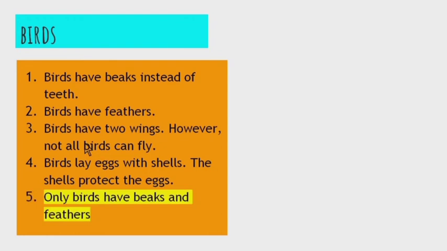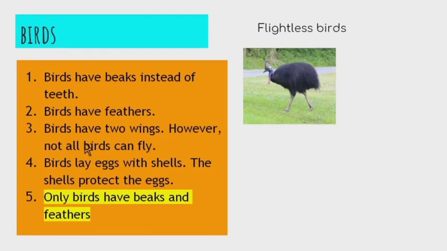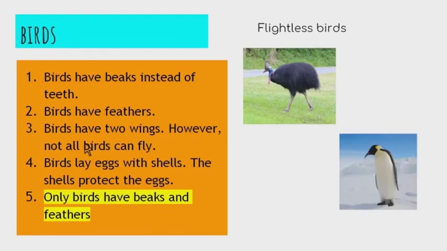For you to remember, only birds have beaks and feathers. These are the special characteristics of birds. There are some birds that are flightless, such as ostrich and penguin. But ostrich can run very fast, and penguin can swim very well.